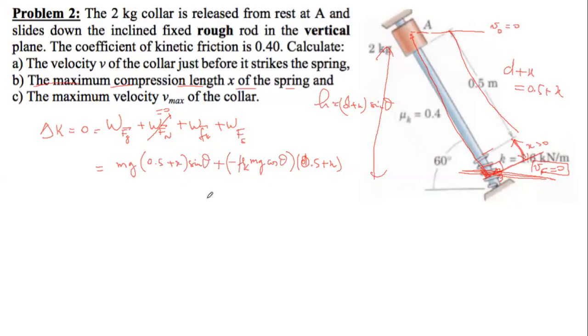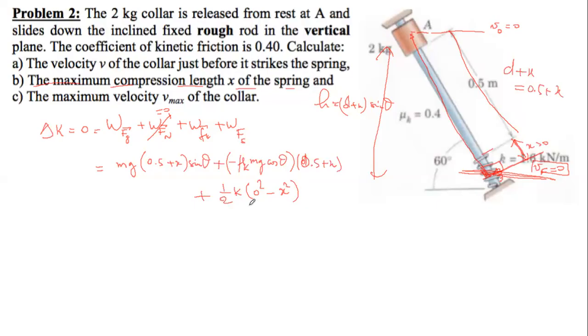Now, don't forget the work of the spring force. The work of the spring force is half k, x initial squared, which is 0 squared, minus x final squared, which is x squared. That's what we have to solve.